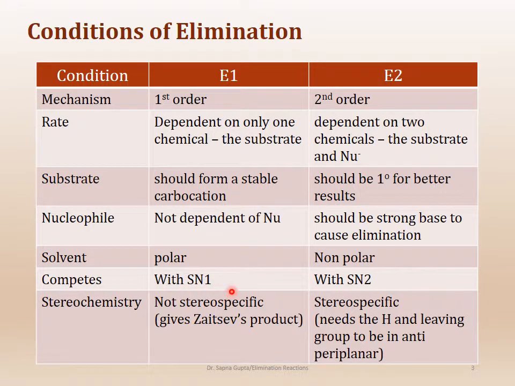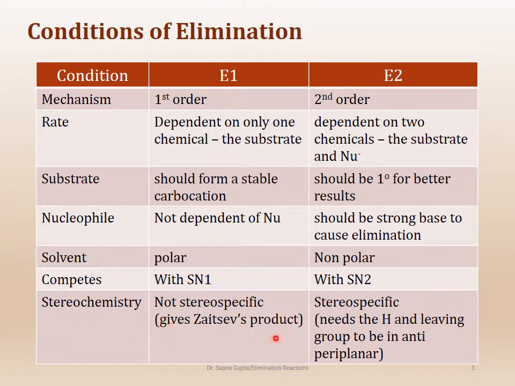E1 will compete with SN1 and E2 will compete with SN2. And so you have to decide at one point, what do I do? Do I do elimination or do I do substitution? Each of these mechanisms are competing with each other, which means that you sometimes end up getting multiple products, because if you have two mechanisms going on simultaneously, then you will end up getting more than one product.